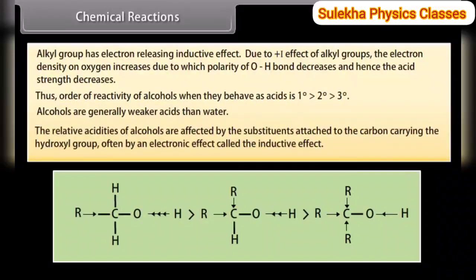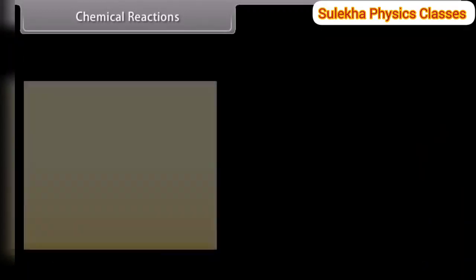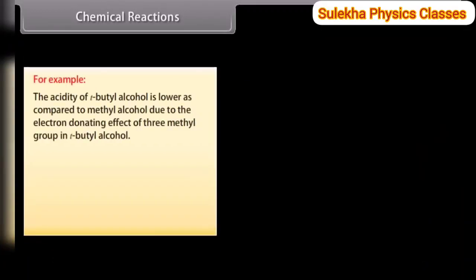The relative acidities of alcohols are affected by the substituents attached to the carbon carrying the hydroxyl group, often by an electronic effect called the inductive effect. For example, the acidity of tert-butyl alcohol is lower as compared to methyl alcohol due to the electron donating effect of 3-methyl group in tert-butyl alcohol.